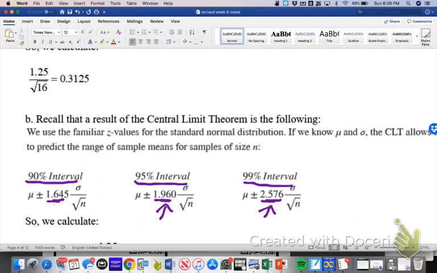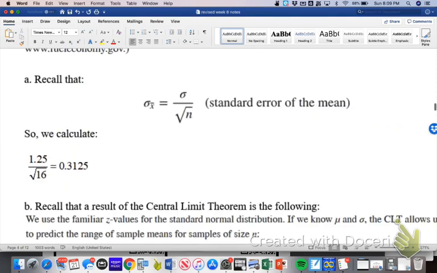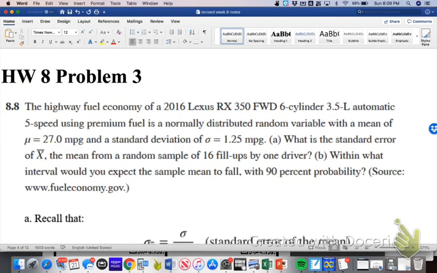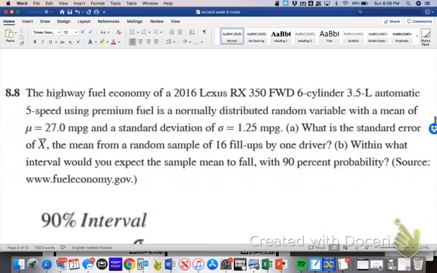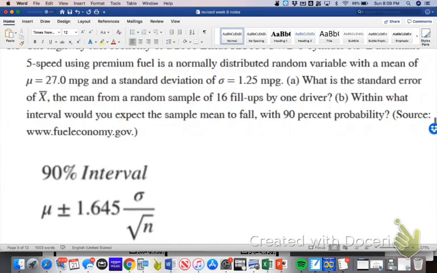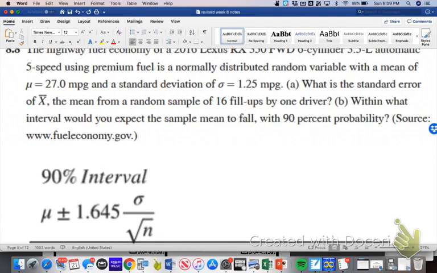Now we are interested, due to the problem that we have before us. Which one are we interested in? We are interested in the 90% interval. So that means that we are going to use this formula right here. So this is the one that we're going to use. So make sure that we know what all these lovely symbols mean.